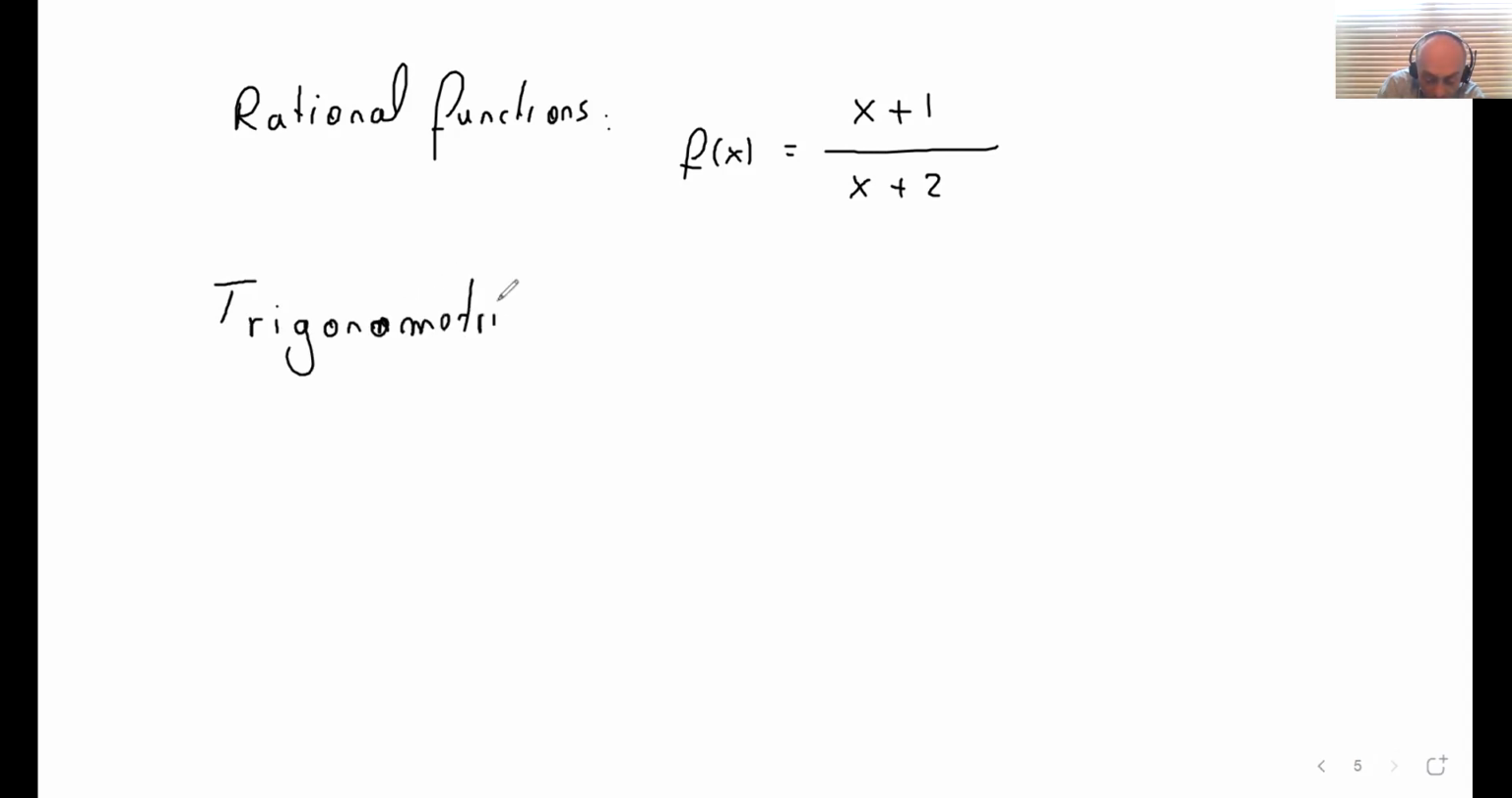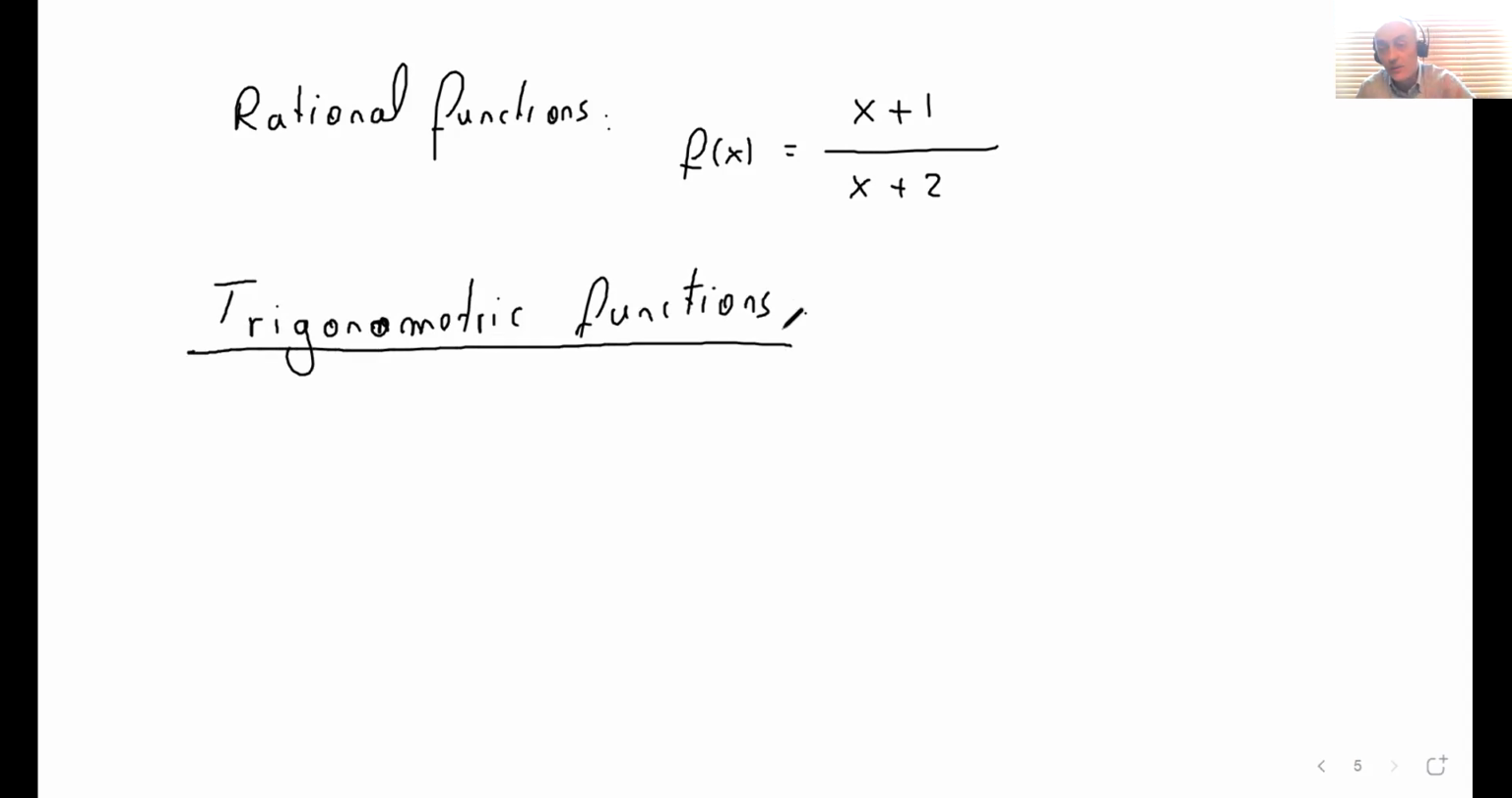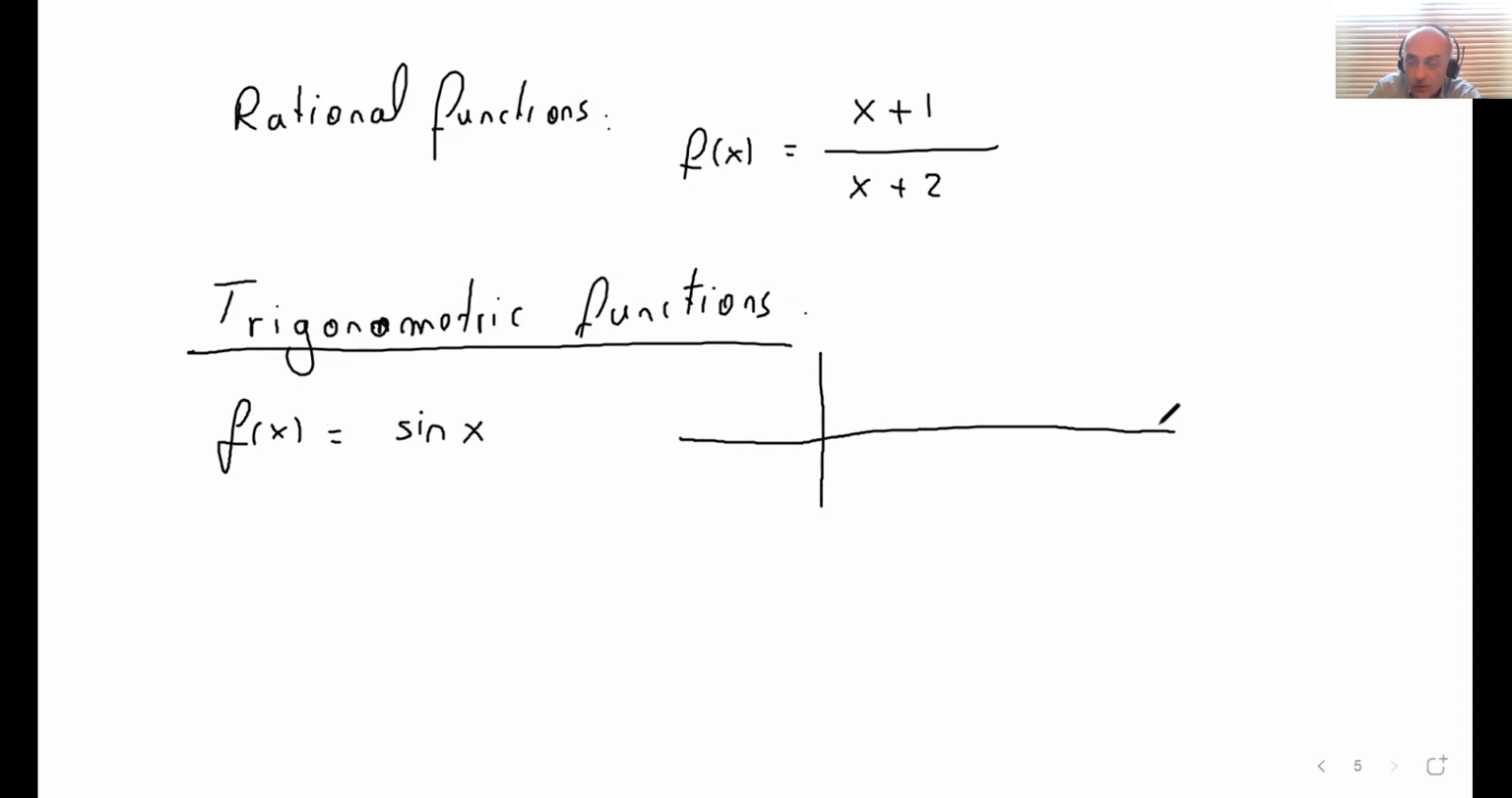Trigonometric functions. And there's three of them that are really important. In fact, two of them are the basic bricks of trigonometry. The first function is f of x equals sine x, and everybody needs to know how to graph this function, or at least have an idea what the graph looks like.